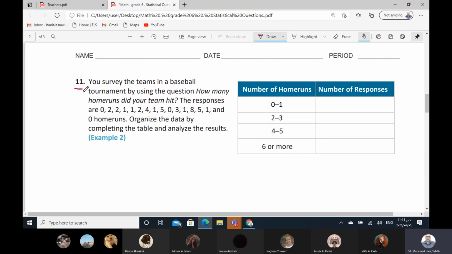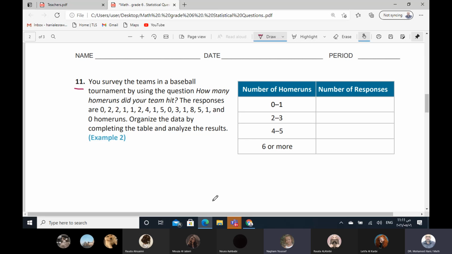Who can read exercise number 11, please? Sheikha, can you read it, please? Can I read it, please? Yeah, start, please.